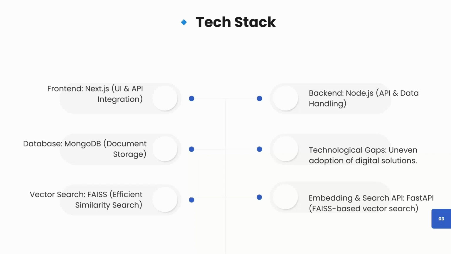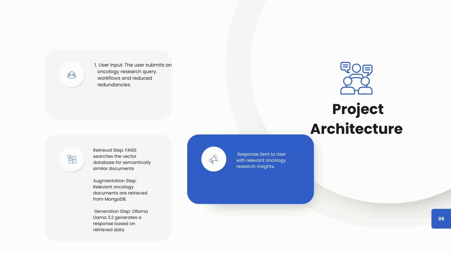Next, project architecture, how it works. User query: a user submits a research question related to oncology. Document retrieval: FAISS, Facebook AI Similarity Search, searches the vector database for the relevant oncology papers.